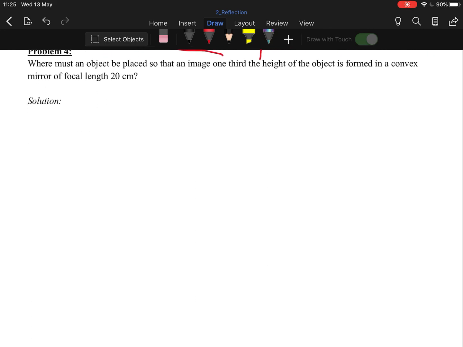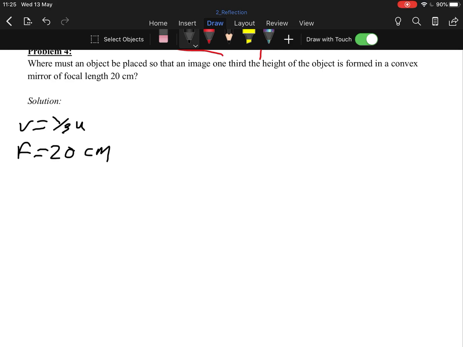All right, problem 4. Where must an object be placed so that the image is 1/3? Okay, so the image is 1/3 the height of the object. So V equals 1 over 3 U. F equals 20 centimeters. Now, all right, so there's 2 ways to do this.